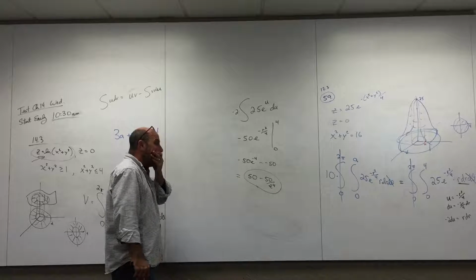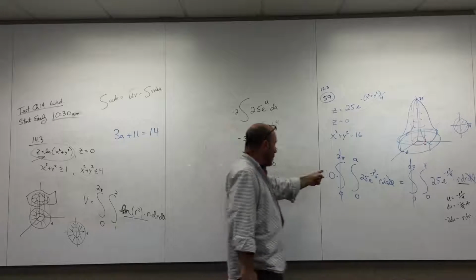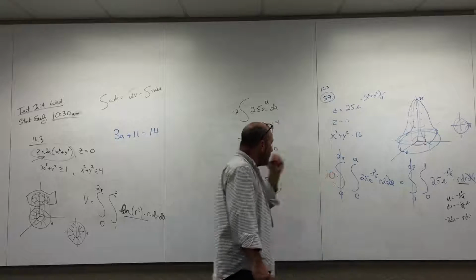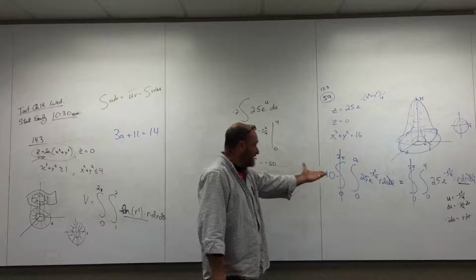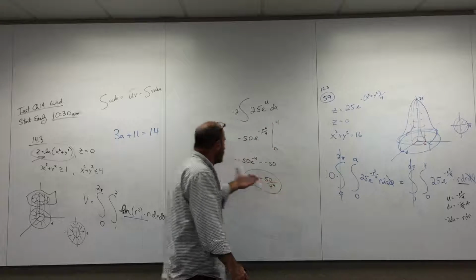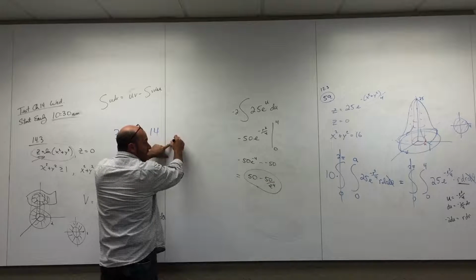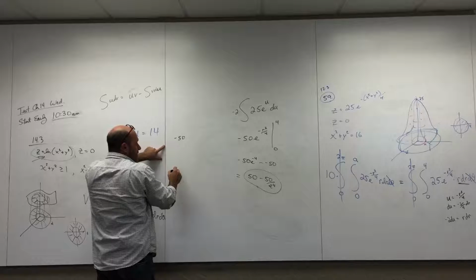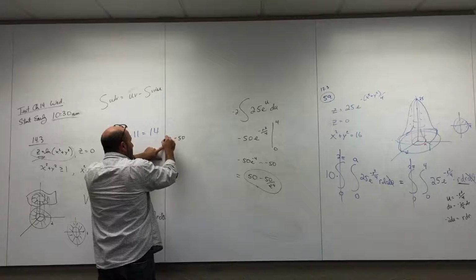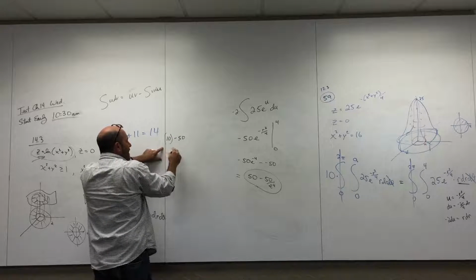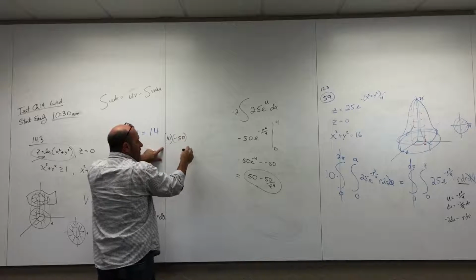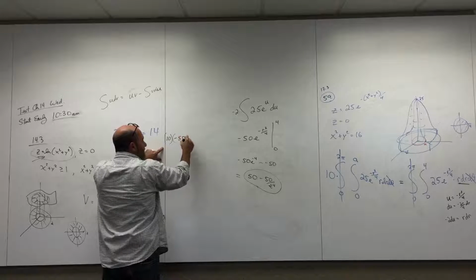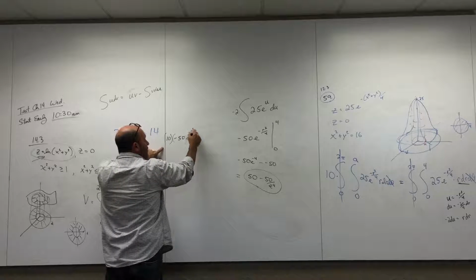What does it equal? It equals the answer to this integral. Ain't this the same thing? It's totally the same thing. So it's going to be a negative 50, except don't forget there's a 10 out there. I better keep that. And then there's a negative 50 e to the negative r squared over 4.